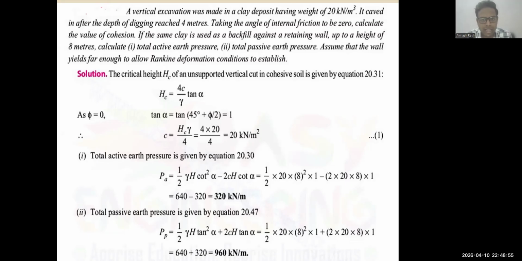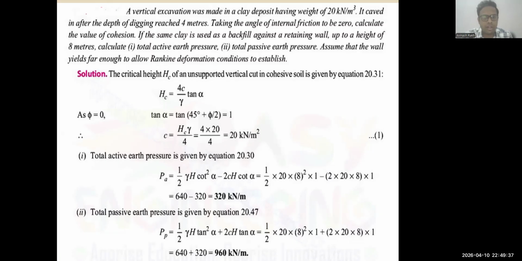So by considering the angle of intersection 0, we have to start with the first fundamental. The critical height Hc of an unsupported vertical cut in a cohesive soil is given by Hc equals 4c upon gamma tan of alpha. Now, as the angle of intersection is 0, tan of alpha equals tan of 45 plus phi by 2, where phi is 0. So tan 45 is nothing but sin 45 upon cos 45, which equals 1. So c equals Hc gamma upon 4, so 4 into 20 upon 4 equals 20 kilonewton per meter square. So this is the value of the cohesion that we have calculated.